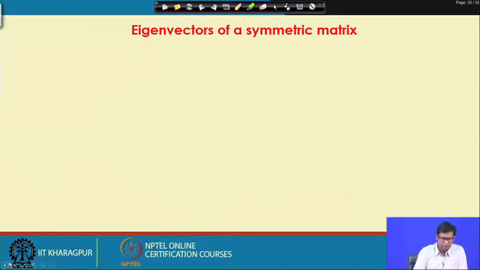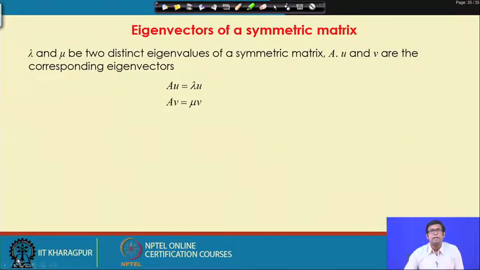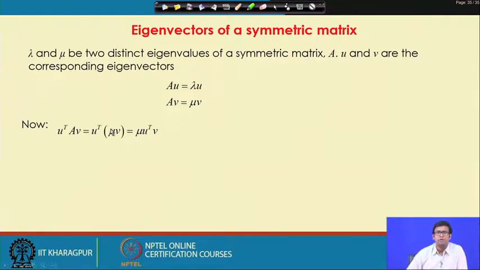Eigenvalues and eigenvectors of a symmetric matrix. Let lambda and mu be two distinct eigenvalues of a symmetric matrix A, and u and v the corresponding eigenvectors. So, you can write A u is equal to lambda u, and A v is equal to mu v. We can write u transpose A v, and A v is equal to mu into v.